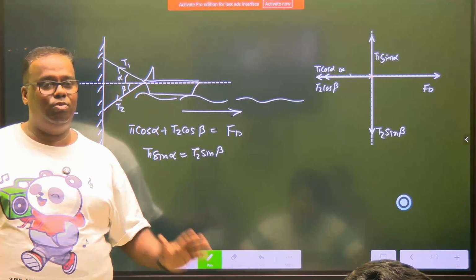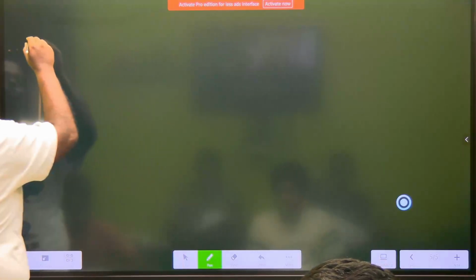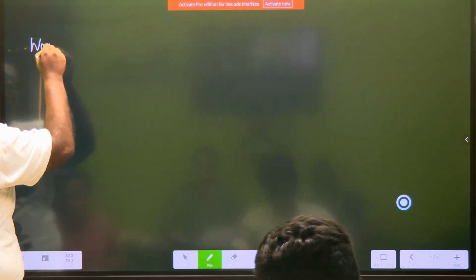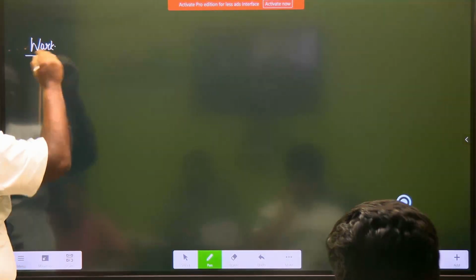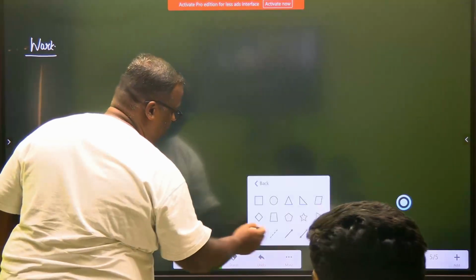Do you know that? The crane will never position. Topic of work. Let's understand what is work. By less time, but still, let's see whatever we can cover.